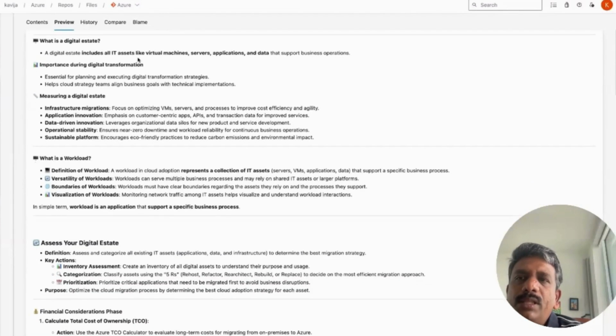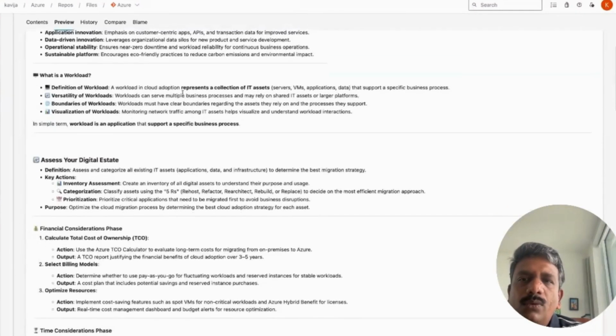So before we begin, we should know what a digital estate is. Digital estate includes all the IT assets like virtual machines, servers, applications and data. Why is it needed? This is nothing but a kind of inventory. So when you have this information, it will become easier for us to plan your migration.